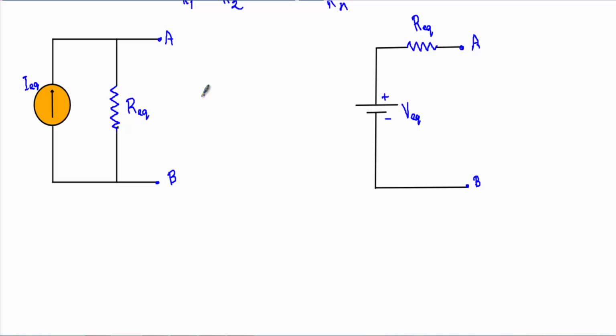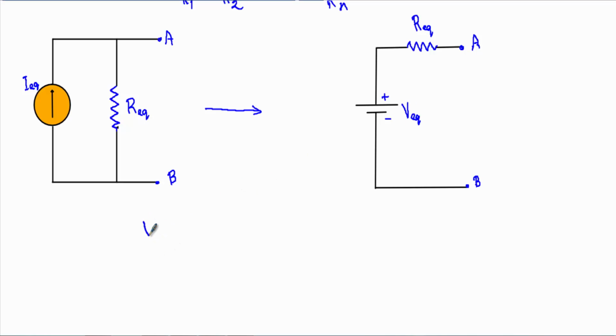After replacing the entire network with a current source of I equivalent and a parallel resistance R equivalent with respect to A and B terminal, just like the Norton circuit, I will perform another source transformation. I will convert this current source to a voltage source in series with the resistance of the same value. Let's say I denote that voltage with V equivalent.